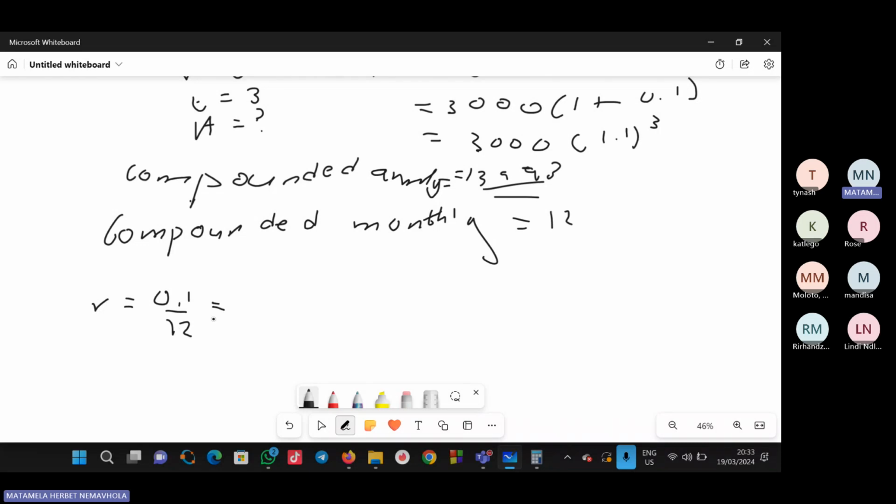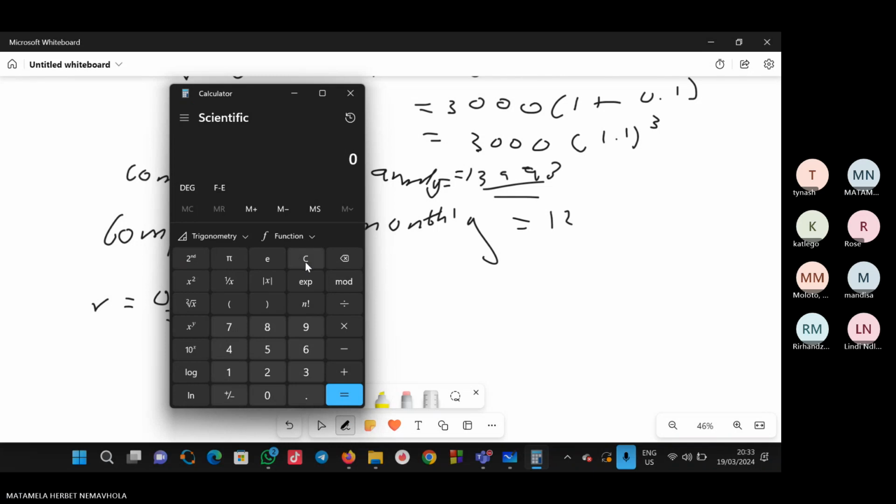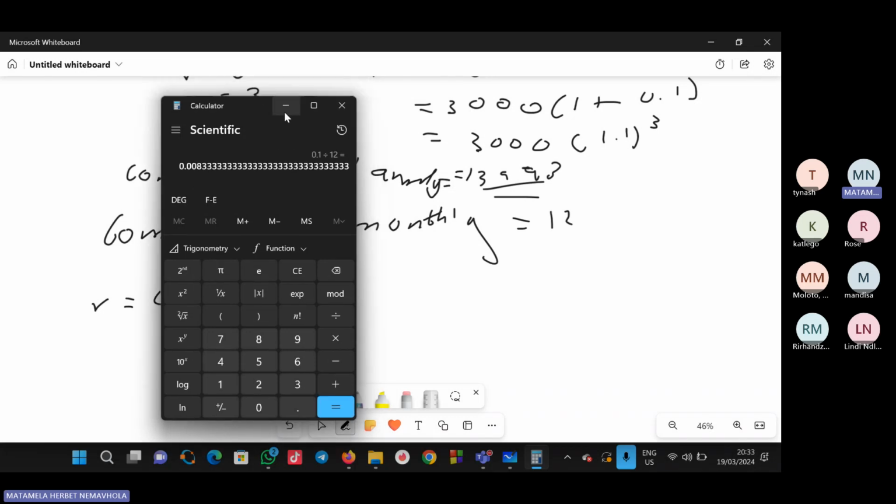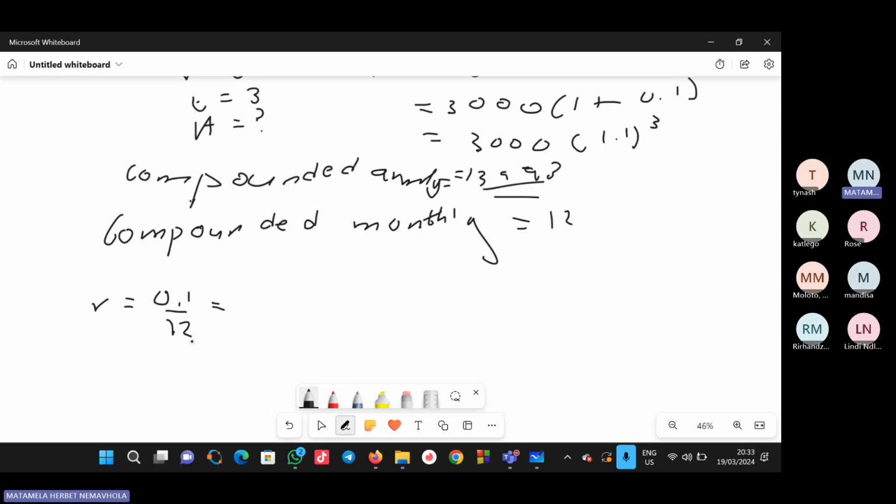When you divide R by 12, you can check the value of 0.1 over 12. It's 0.00 something. So normally when I work it out, I just leave it as 0.1 divided by 12. Your T, which is equal to 3, you multiply it by 12. That's the difference when a question says compounded monthly. 12 times 3 is going to be 36.